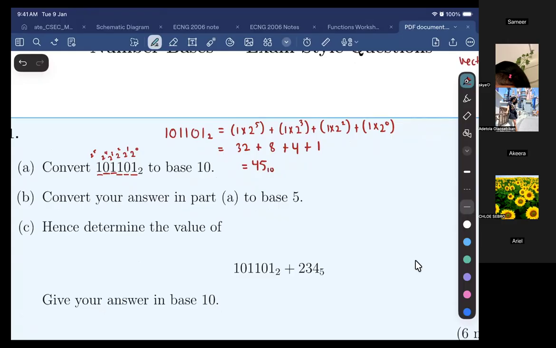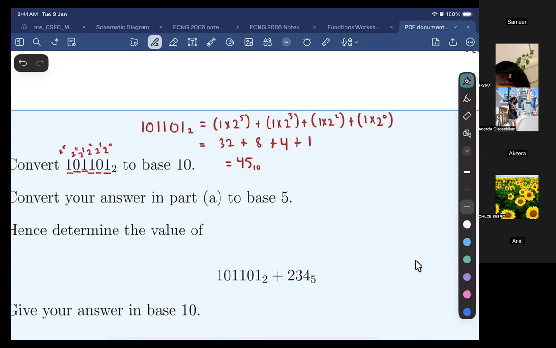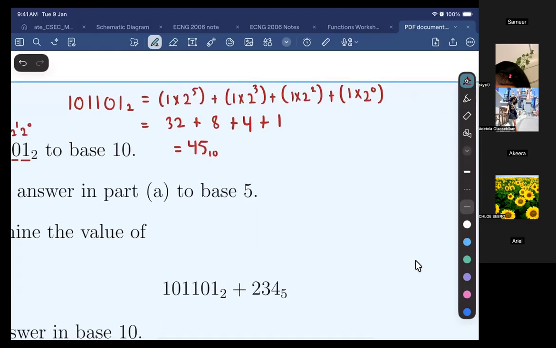Part B now. Convert your answer in part A to base 5. So anytime you have to convert something to a specific base, you have to do division. Let me show you how this would go. Or you can do the other method I showed you. Either one is fine, but let me know which you want. The division. Sure, no problem.